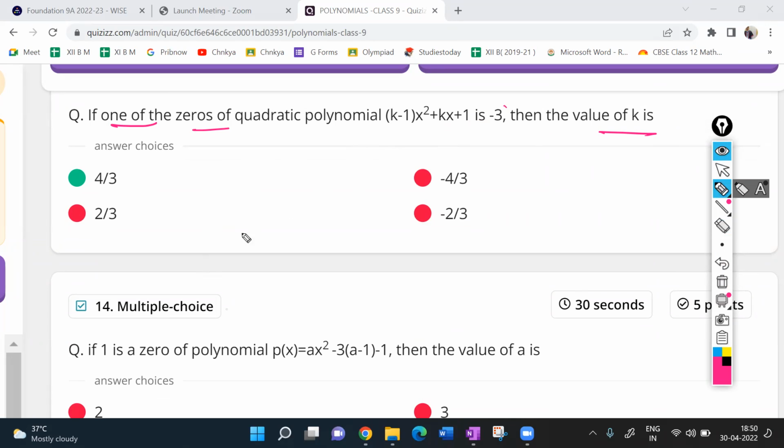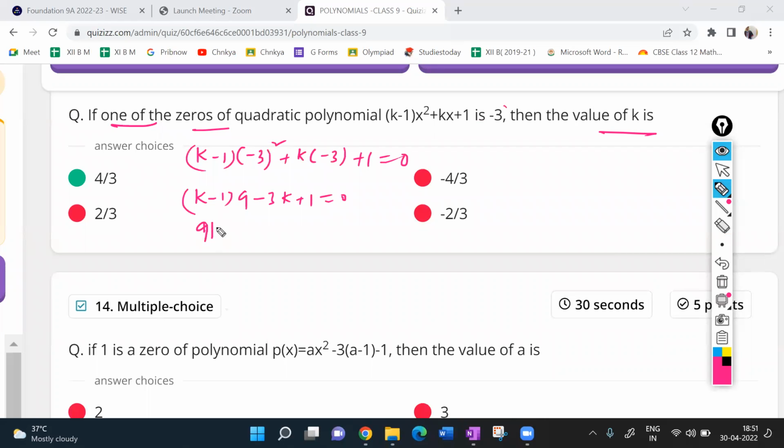So how can you find out, beta? Substitute minus 3 and equate with 0. So look at this here: k minus 1 into minus 3 whole square plus k into minus 3 plus 1 is equal to 0. So 9k minus 9 minus 3k plus 1 is equal to 0. So 6k minus 8 is equal to 0. K value is what, beta? 4 by 3. Option A is correct.